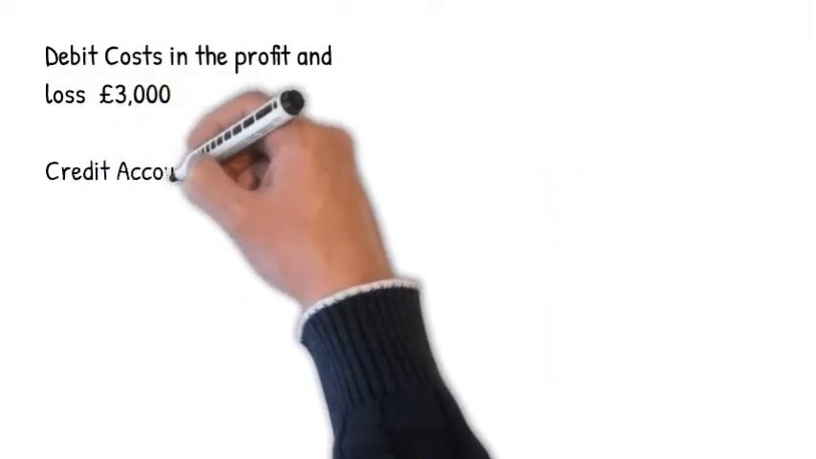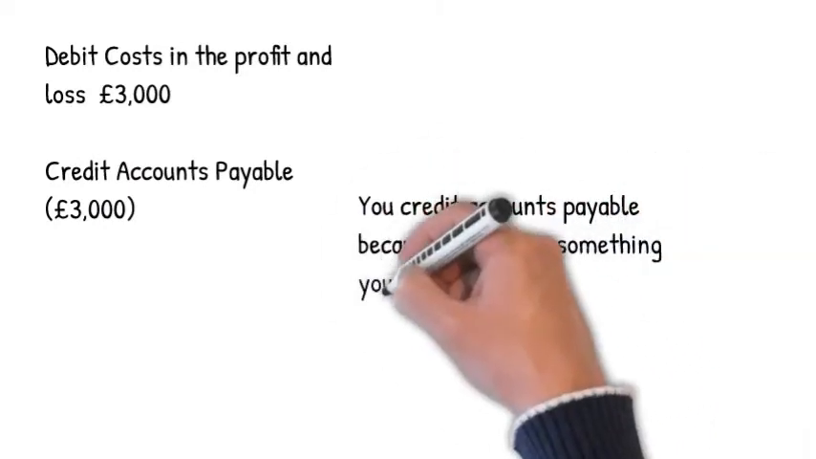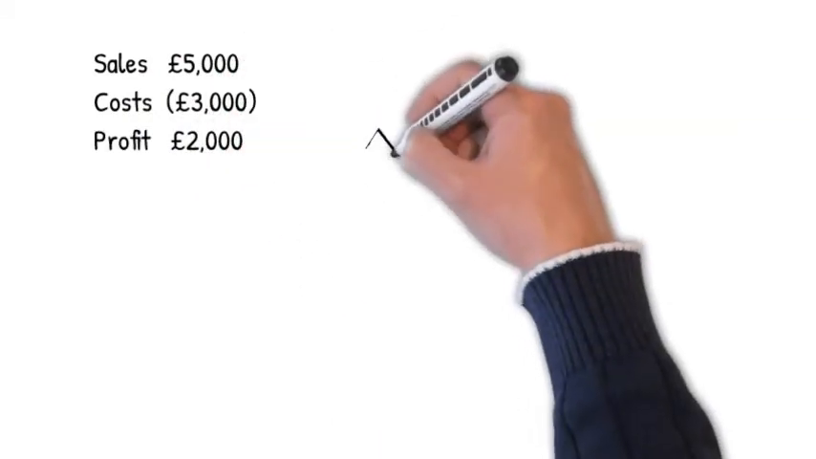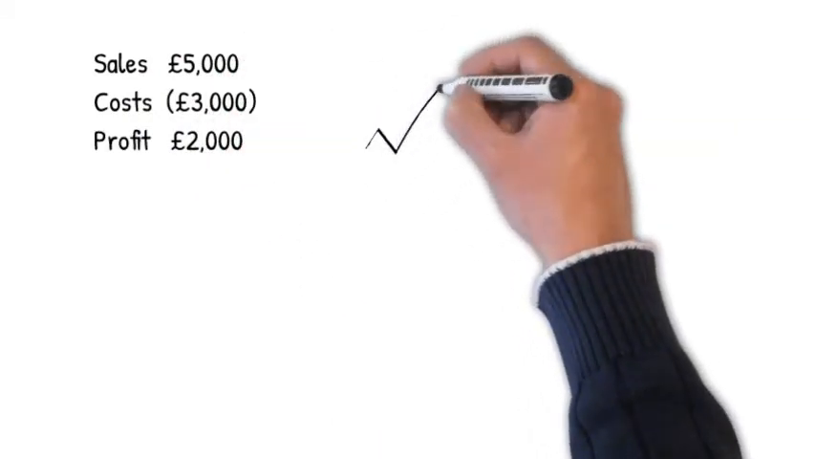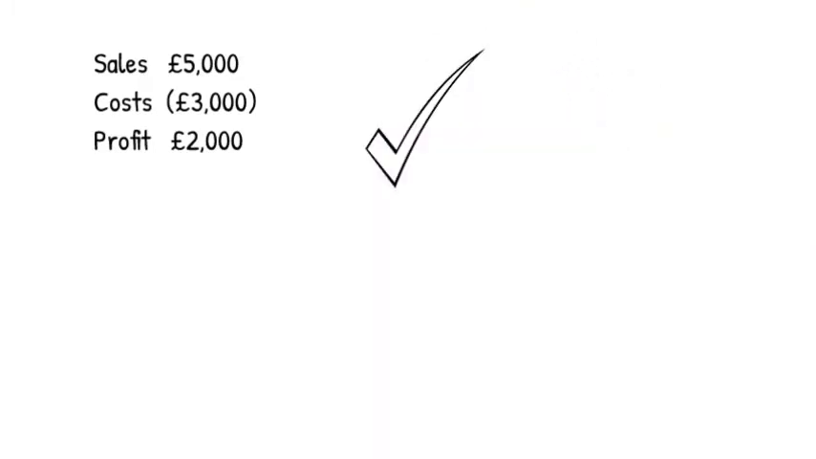So you debit the costs in the profit and loss 3,000, and you credit accounts payable, assuming your freelancer gives you credit terms. The accounts payable is something that you now owe, so it's a liability. The entries now show that your profit and loss sales are £5,000, your cost is £3,000, your profit is £2,000. The double entry balances.